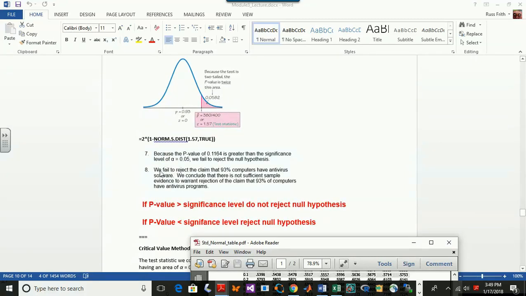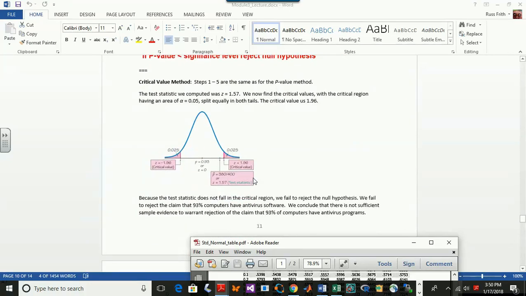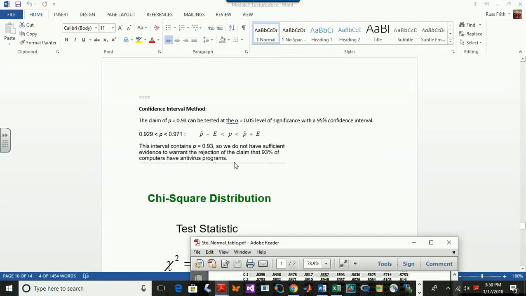And the non-technical conclusion is we fail to reject the claim that 93% of computers have antivirus software. There is not significant sample evidence to warrant rejection. Okay. And then they do this using the critical value method, which we did in Chapter 2. So I'll let you go ahead and read through the details here.